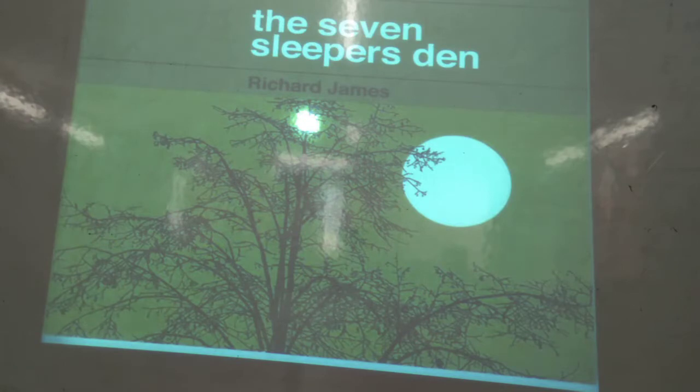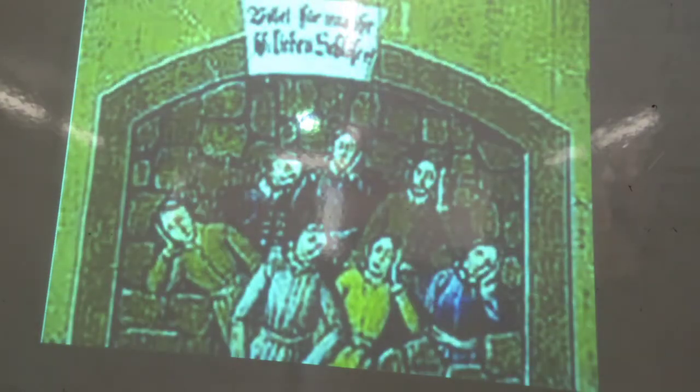References, close references are taken from different sources. There are four kinds of allusion: one is biblical or religious, another historical, another geographical, and the fourth is cultural. And what type is this? Biblical references, obviously. So, this is the seven sleepers.